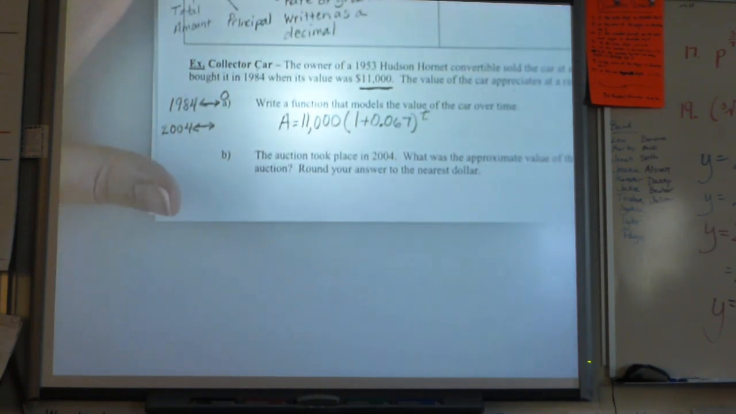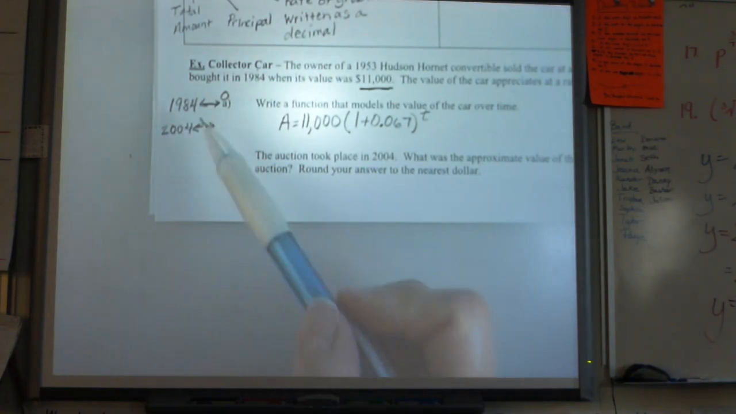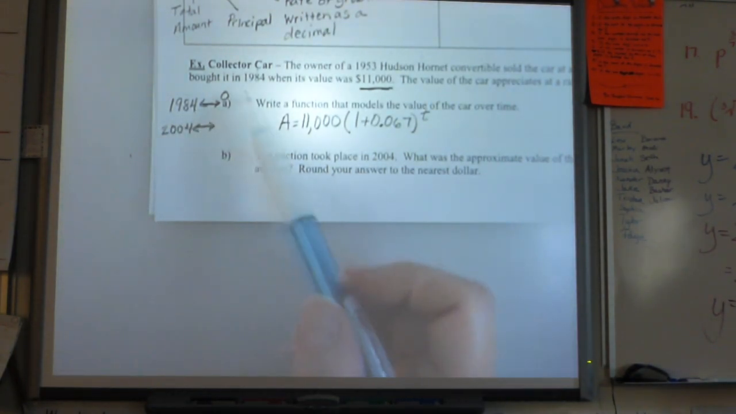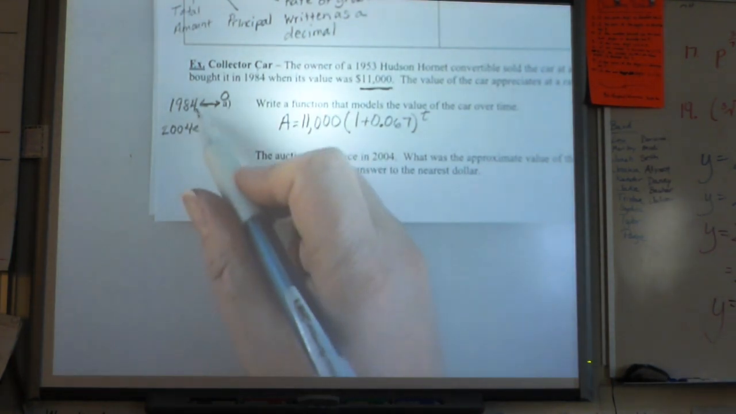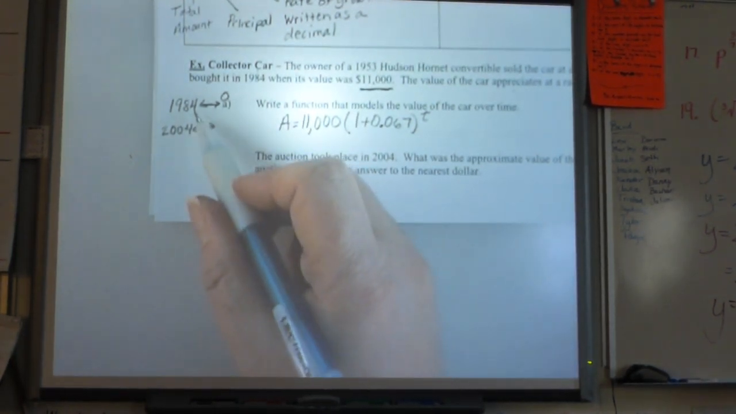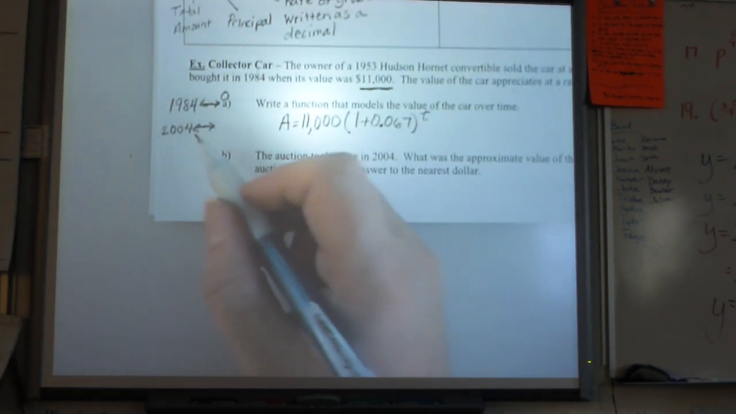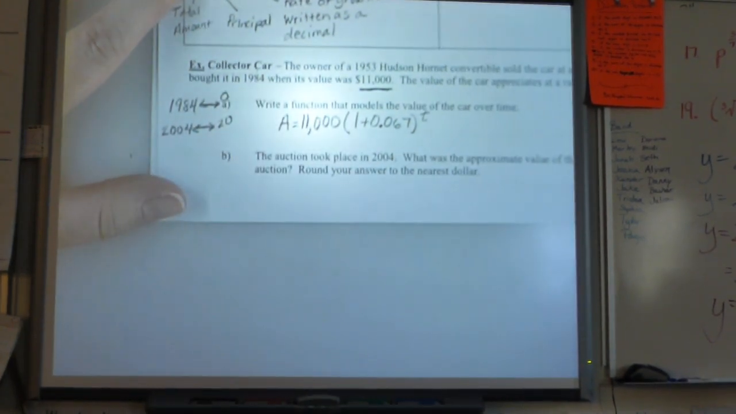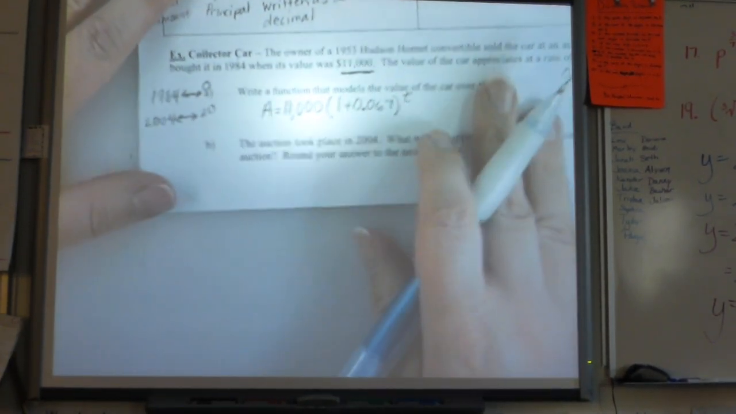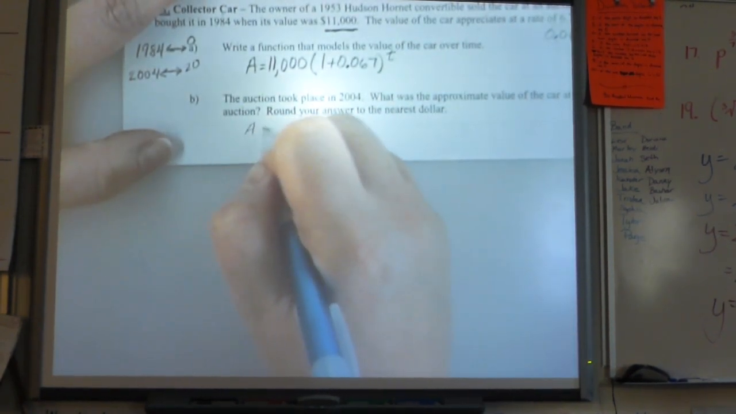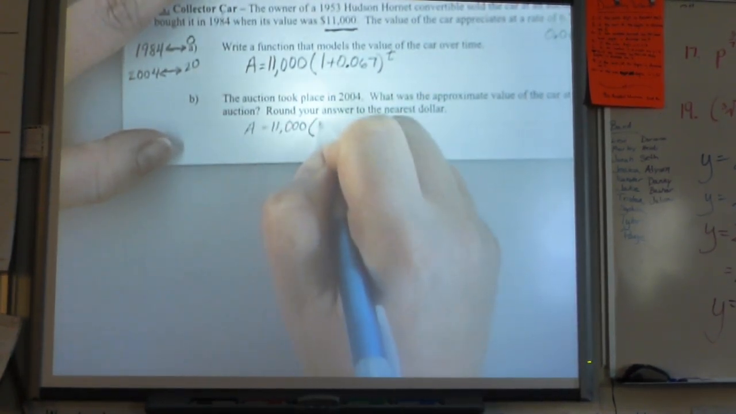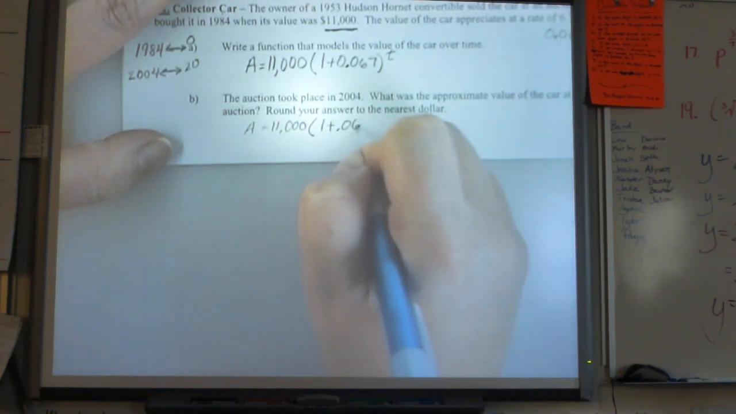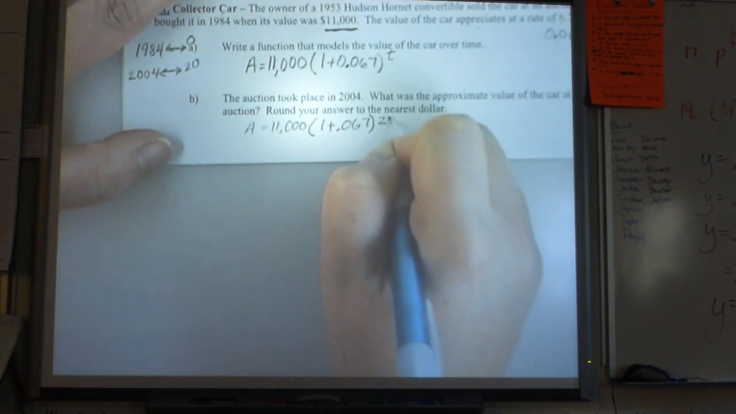Okay, so that was a little while ago. If the car was bought in 1984 in relation to that being year 0, the starting point, we're looking at how much it'll sell for if it's appreciating at 6.7% per year. How many years have passed, or what is the elapsed time from 1984 to 2004? Good. So it's 2004 minus 1984. 20 years have passed. Okay, so let's go ahead and calculate that. The amount of money is going to be equal to 11,000 times 1 plus 0.067 to the 20th power.